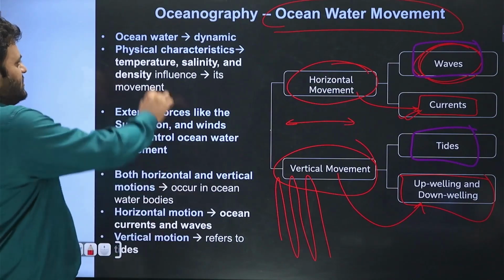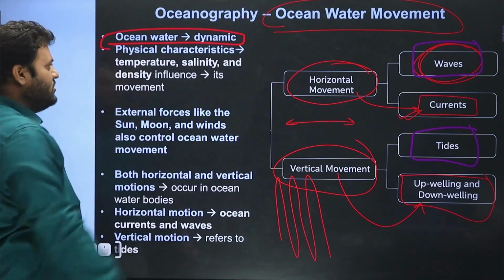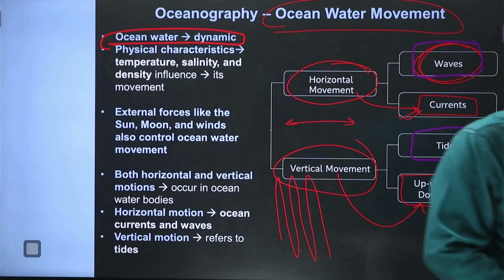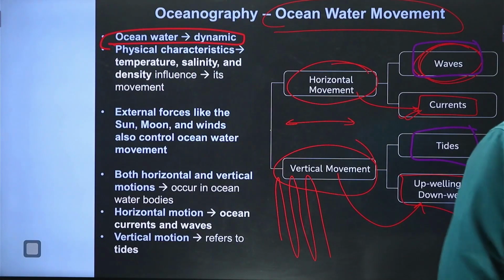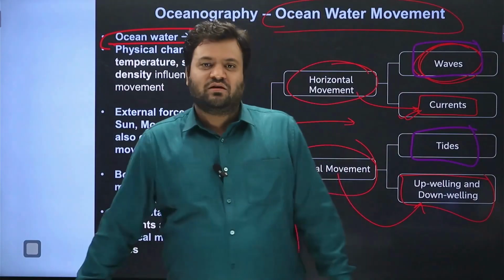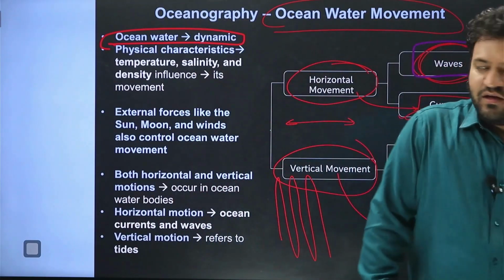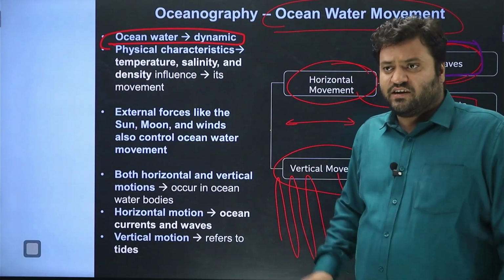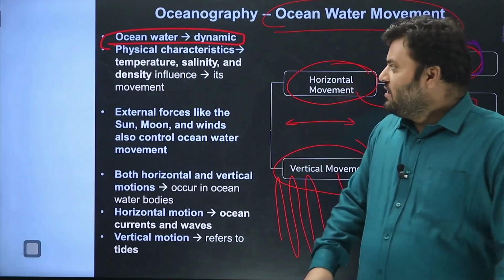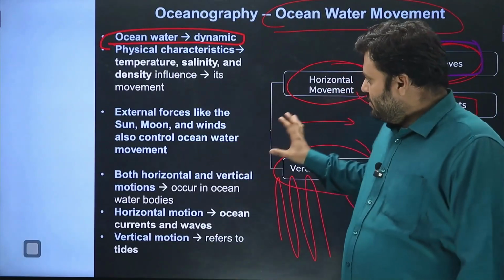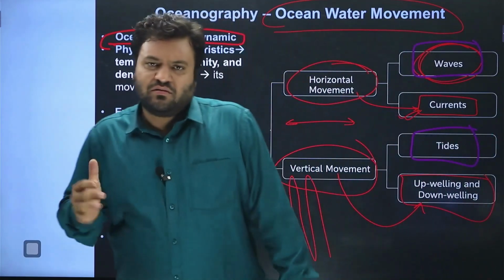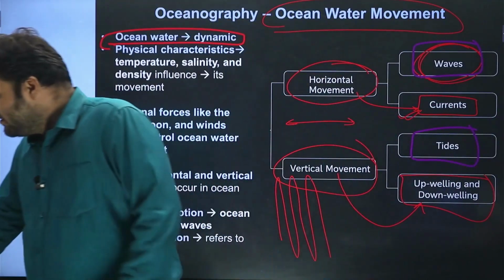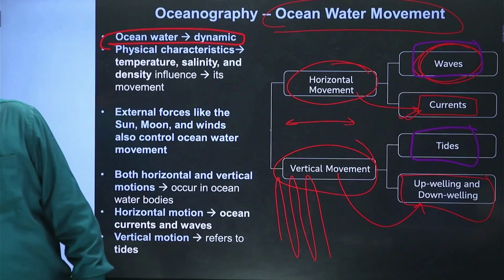All right, so this ocean water is highly dynamic, I told you. When it comes to the dynamism of ocean water, it has some sort of variation with respect to temperature, salinity, density influences, density difference. All of these features are there with the ocean water. Now I told you with respect to the heat redistribution, and that heat redistribution is because of the atmospheric conditions.